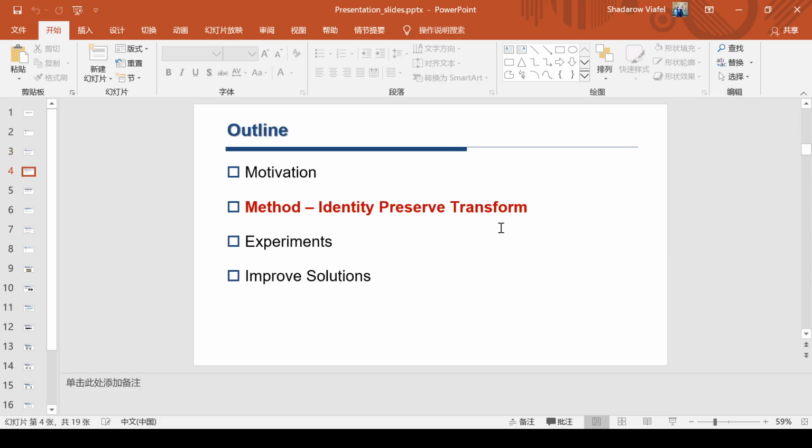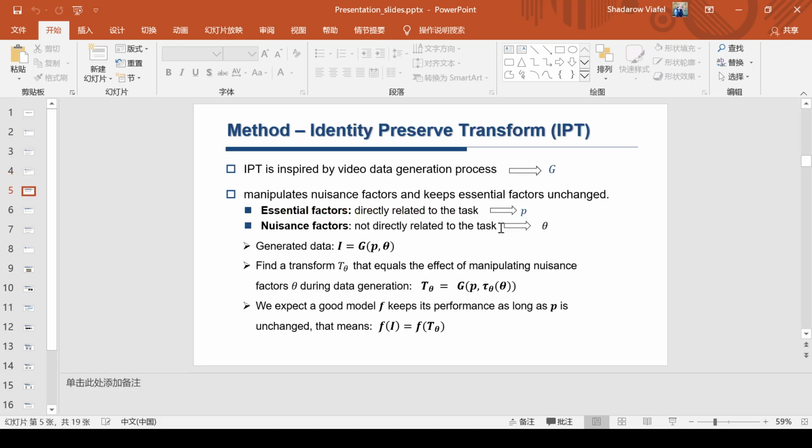Corresponding to this problem, we propose a method called Identity Preserved Transform. IPT is inspired by the video data generation process. Its core idea is to manipulate nuisance factors and keep essential factors unchanged. Essential factors are the factors directly related to the task, denoted as p, and nuisance factors are those not directly related to the task, denoted as theta.